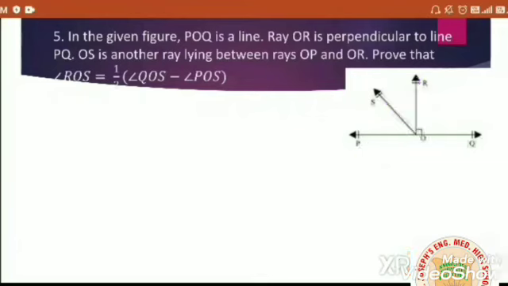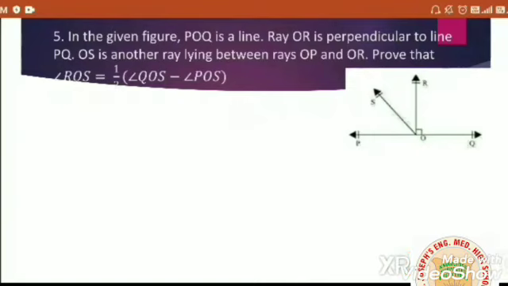Now we have to prove that angle ROS is equal to half of angle QOS minus POS. We have to show this. Angle ROS is equal to half of (QOS minus angle POS). We have to prove it. So what are the things we are going to write first? First we write whatever we have been given, then we write what we are going to prove.